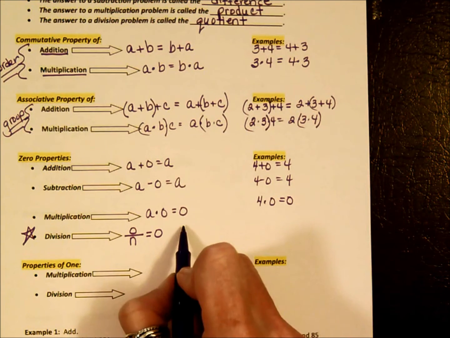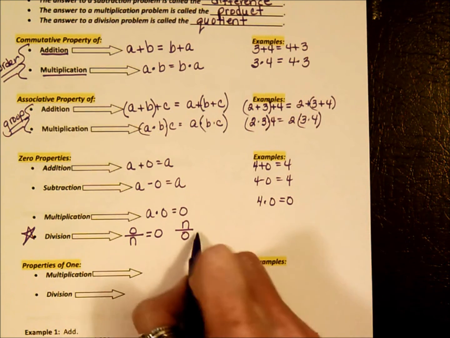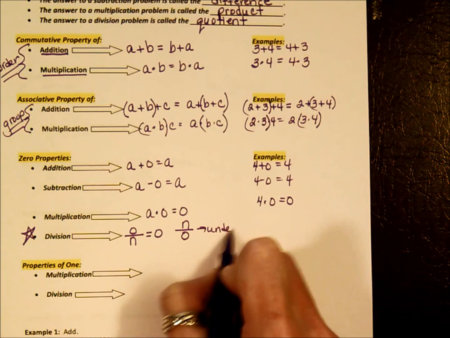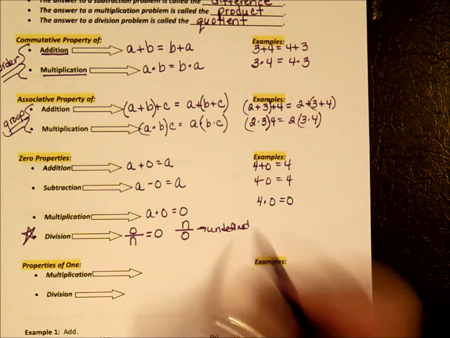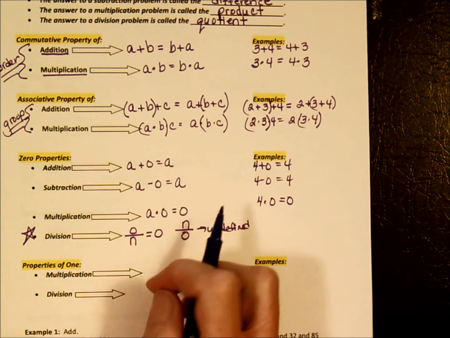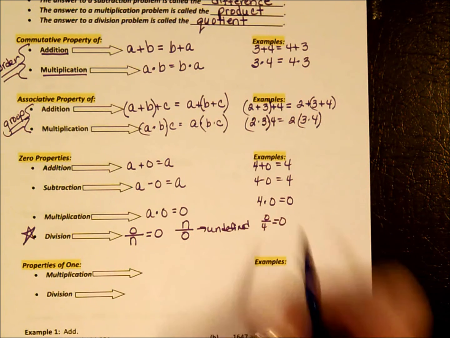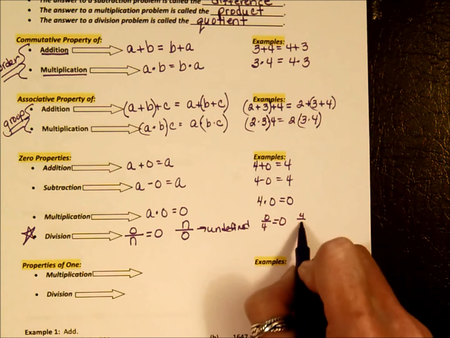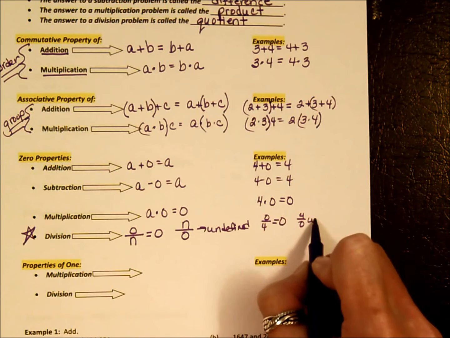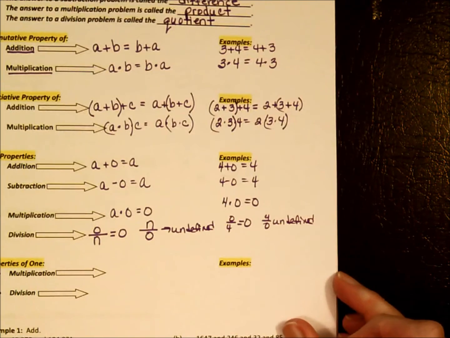But if you have some number divided by 0, that is undefined. You cannot do that. Notice what it spells. It says no. You can't do it. So if I have 0 divided by 4, that is 0. But if I have 4 divided by 0, that is undefined. And I kind of ran off the page there. I'll scoot it over so you can see it.